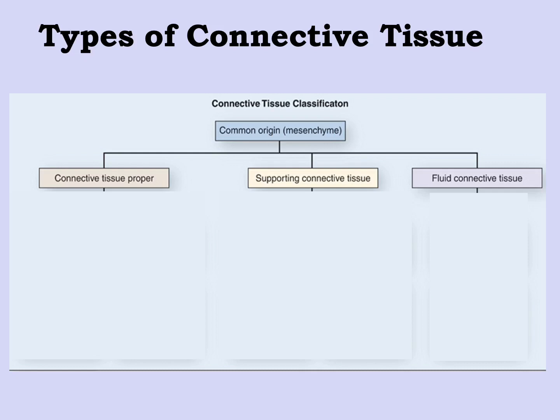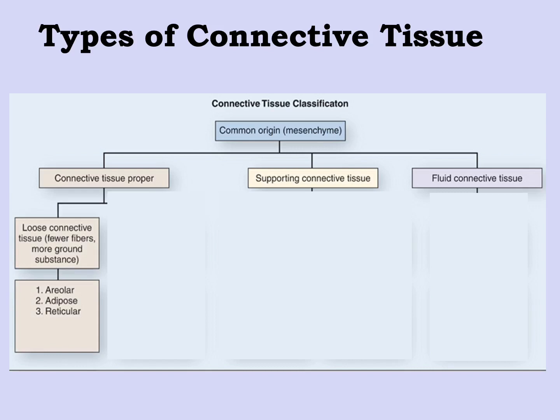Then we have what's referred to as supporting connective tissue. These are connective tissues that build the structures of the body, in particular, the skeletal structures and the cartilaginous structures of the body. And then we finally have what's referred to as the fluid connective tissue, which is connective tissue that allows for communication and movement of materials through the body.